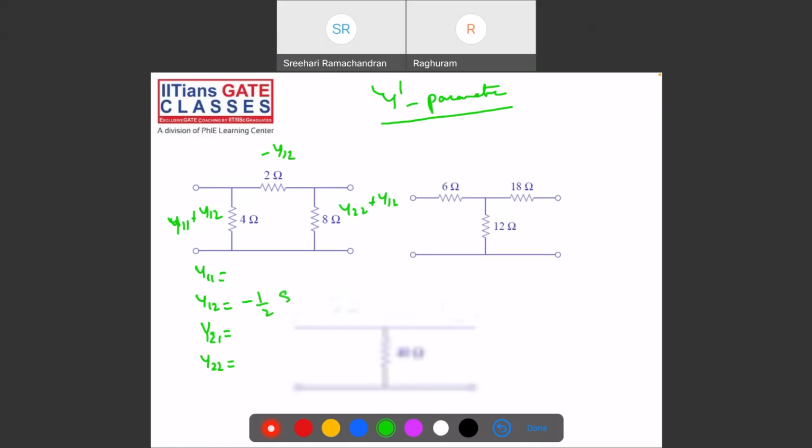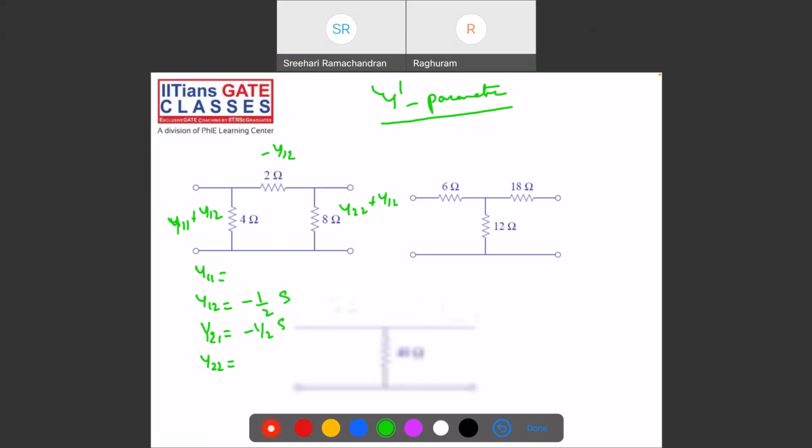Siemens. Okay, mho you generally use for conductance, right? In admittance you use Siemens. So -1/2 Siemens, -1/2 Siemens.